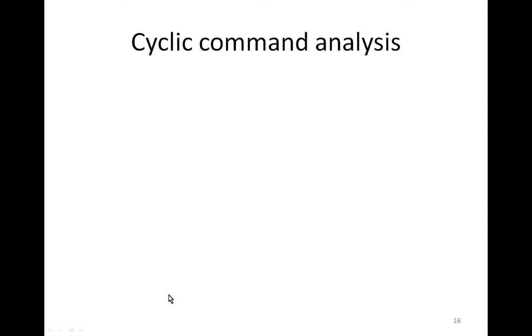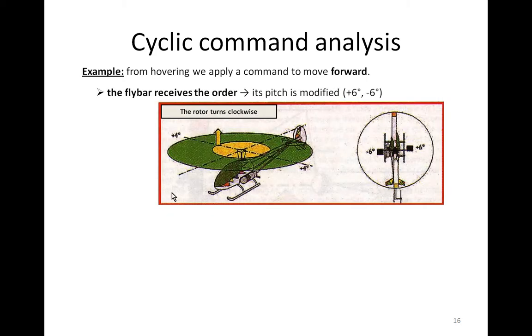Now that we know this effect, we can understand what a command to the cyclic will do to tilt the helicopter in the right direction. For example, we will tilt the heli forward. So, the green circle is the main rotor, and the yellow one is the flybar. The main rotor turns clockwise.